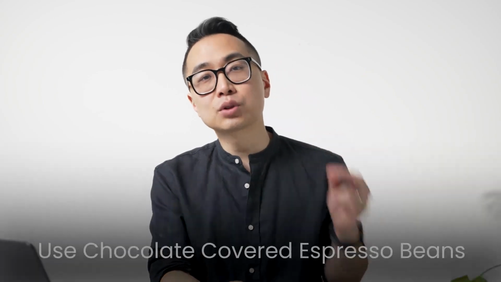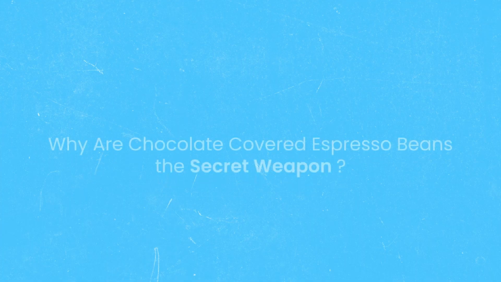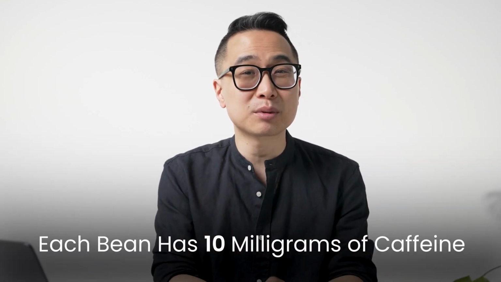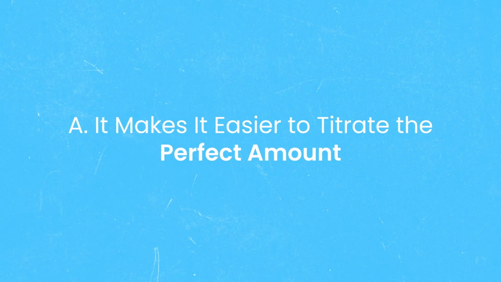Another hack, especially to deal with test taking fatigue, is to use chocolate covered espresso beans. Why are chocolate covered espresso beans the secret weapon? Well, each bean has roughly 10 milligrams of caffeine, whereas a cup of coffee might have about 100. It makes it easier to titrate the perfect amount.